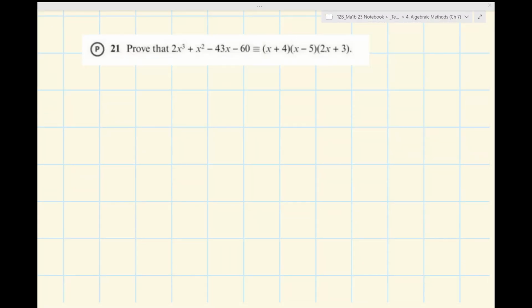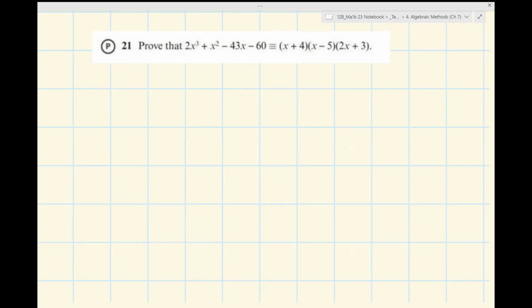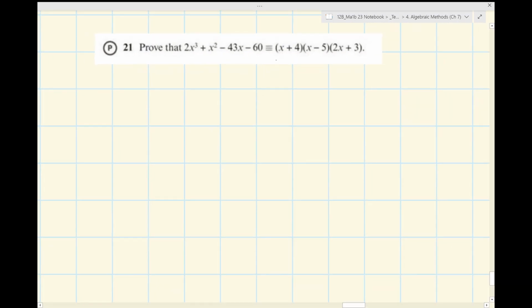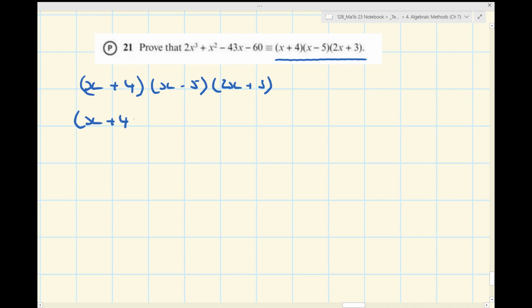Question 21. Right, well what I'm going to do here is I'm simply going to take my brackets on the right hand side, multiply them out, and hope that I get what is written on the left hand side. So let's have a look. It's x plus 4 multiplied by x minus 5, 2x plus 3. So that's going to be x plus 4. Now I'm going to multiply out these second brackets here. So it's 2x squared minus 10x plus 3x is minus 7x minus 15.